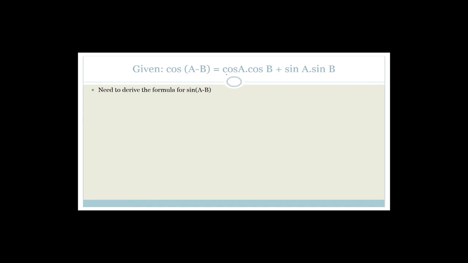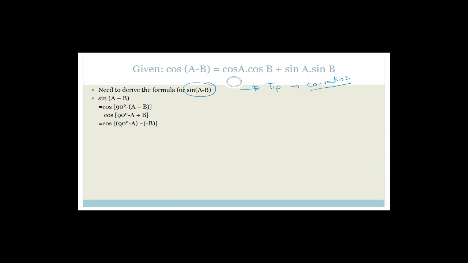Again, we're given that cos of A minus B is cos A cos B plus sine A sine B, and they want us to derive an equation for sine of A minus B. The tip here is to remember co-ratios. We can take sine of A minus B and say it's the same as cos of 90 minus (A minus B), because sine and cos are co-ratios of each other. So then we can rewrite this as cos of 90 minus A plus B, which again can be rewritten as cos of (90 minus A) and then minus B.